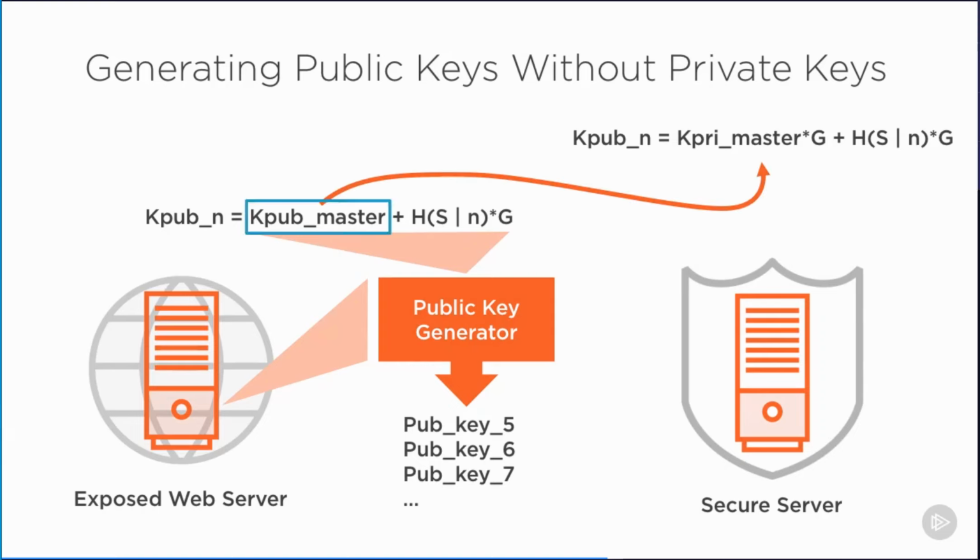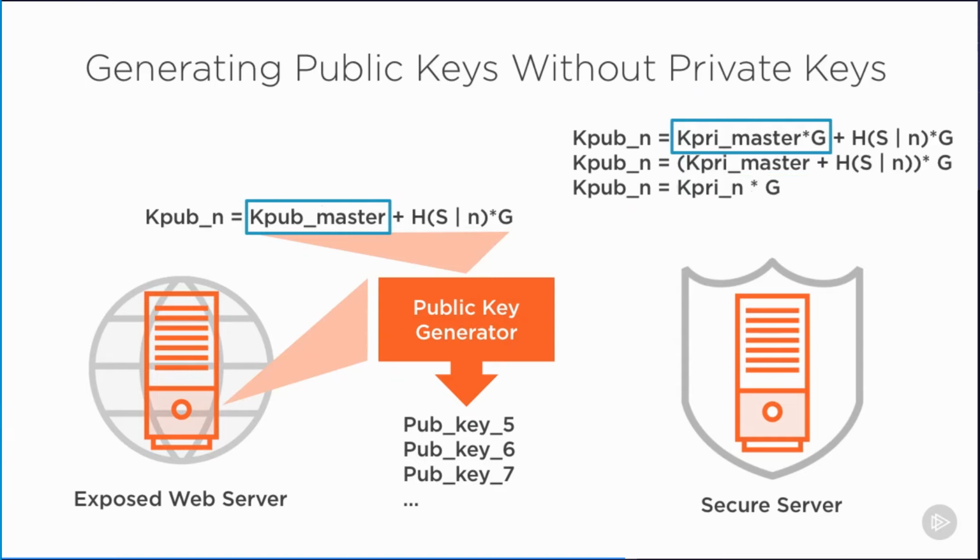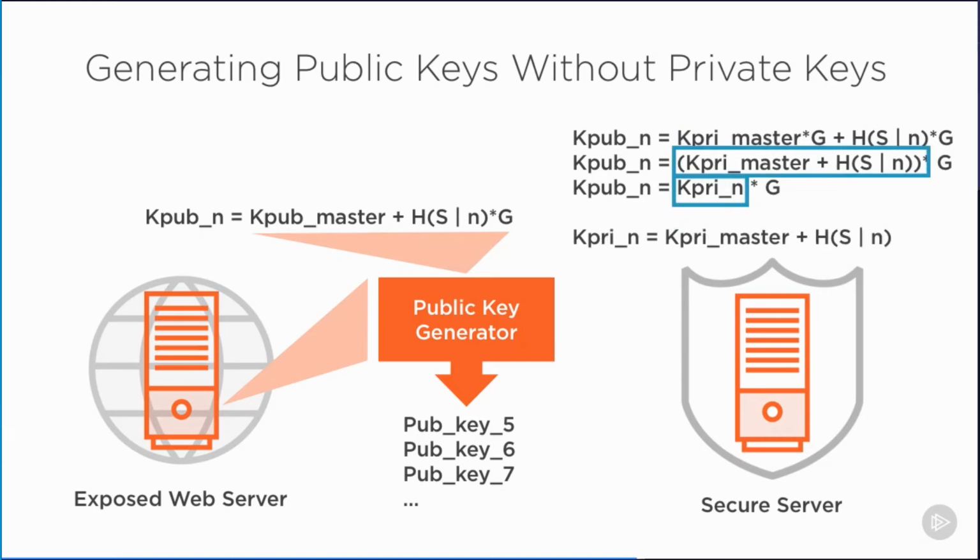If I substitute kprimaster times g for kpubmaster and pull out the g, we see that the nth private key is just the sum of the master key and our hash. The important part of this is that kprimaster is never on the exposed server. Even if a hacker discovered all the other information on the exposed server, including the kpubmaster and the seed, he could not spend any funds sent to those addresses.